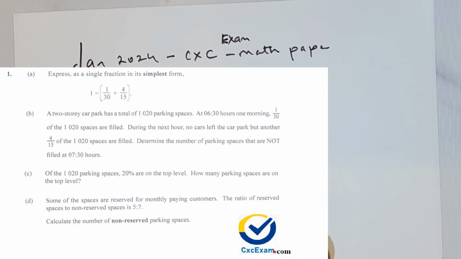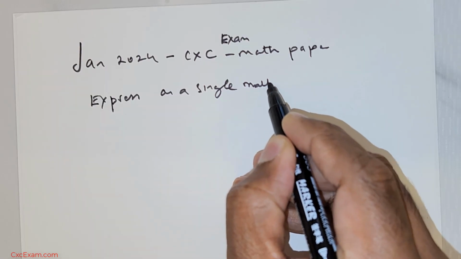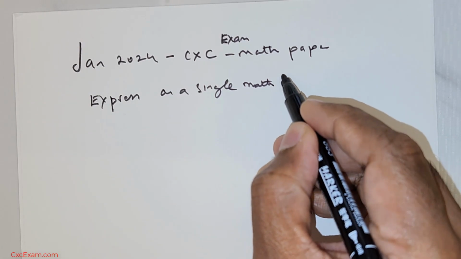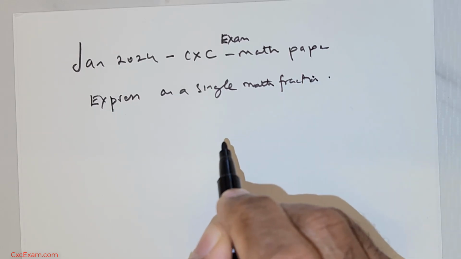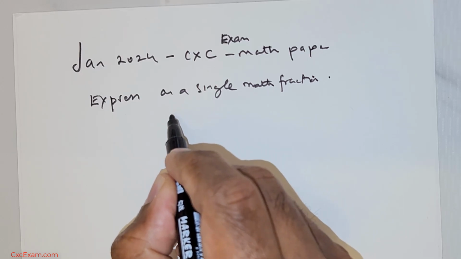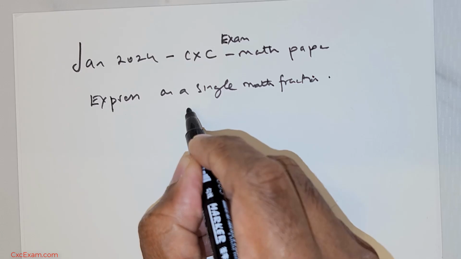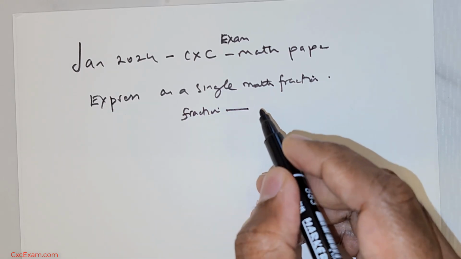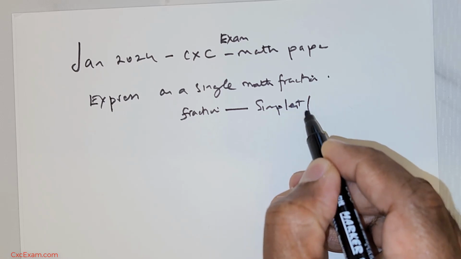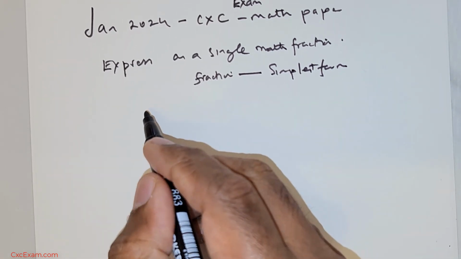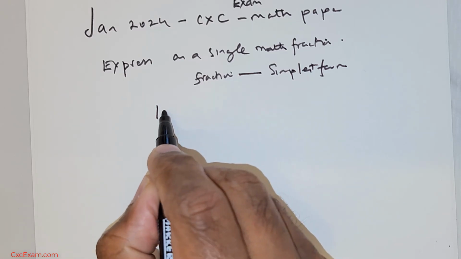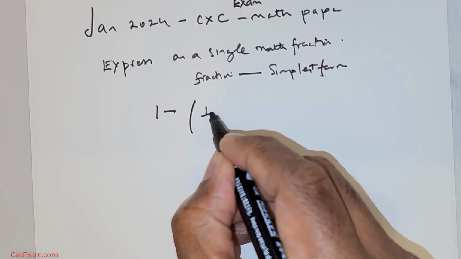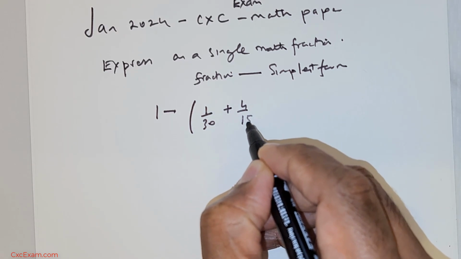Now the first question that has been asked is: express as a single fraction. Okay, so in other words, they are asking us to obtain the simplest form for the fraction. So we are given a fraction, we have to change the fraction to the simplest form. Now, having given that, let me write the question. The question is 1 minus 1 over 30 plus 4 over 15.